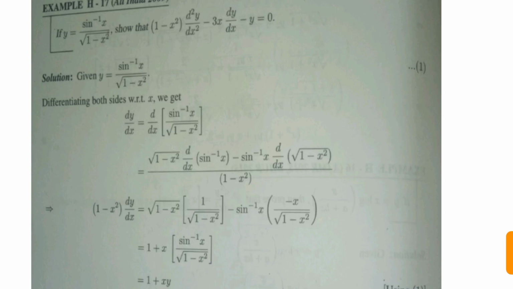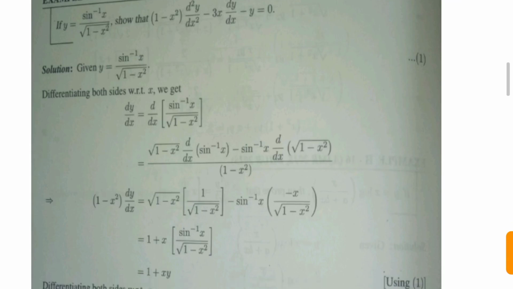Now it becomes 1 plus... first we will cancel out under root 1 minus x square into under root 1 plus x, sine inverse x whole upon under root 1 minus x square.